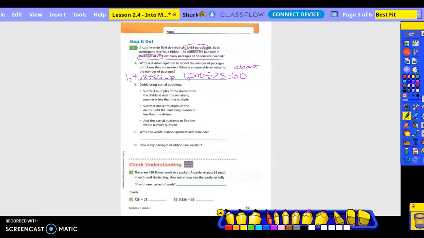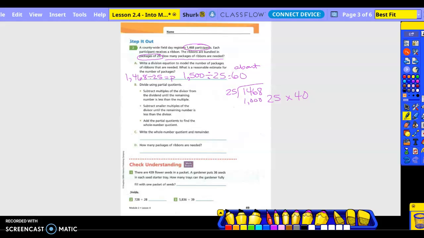Okay, so we're going to go ahead and do our problem. So 1468 divided by 25. What can I do? 25 times what? 10. Okay, times 10. Could I even do times 40? Could I do times 40? Yeah, because how much is 4 quarters? $1. So 4 times 25 is 100, right? And then add a 0. So that would be what?